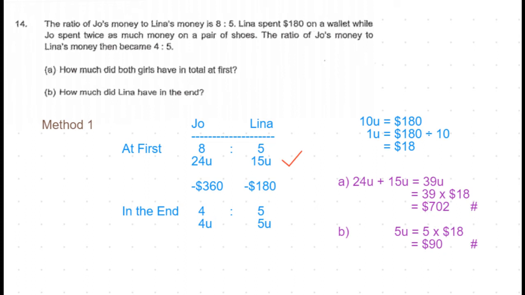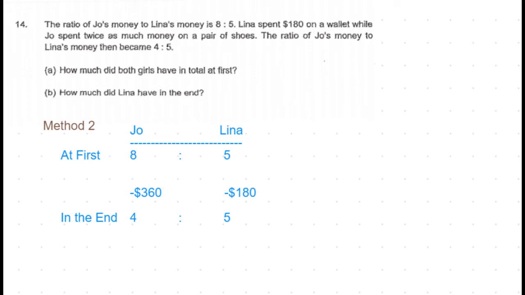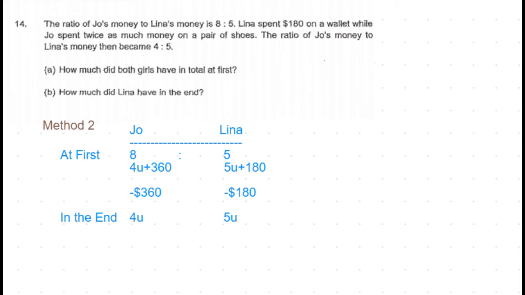So now let's look at the same question, but we'll do it in a different method. So we still have the same Joe and Lina. At first, they have their money in 8 is to 5 ratio, and in the end, 4 is to 5. Here, we'll straight away assume in the end, Joe has 4 units and Lina has 5 units. So if Joe in the end has 4 units, before spending $360, he should have had 4 units plus 360. Lina, after spending $180, has 5 units, which means before spending $180, she should have had 5 units plus $180.